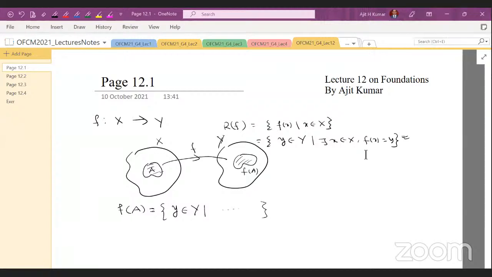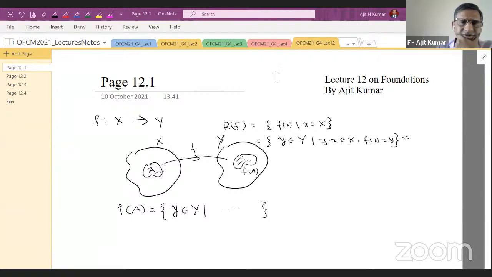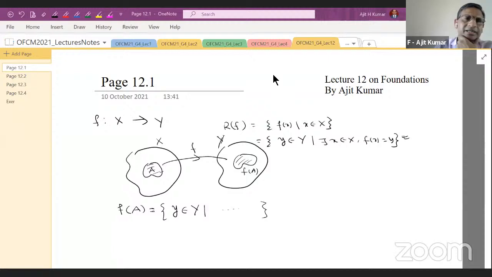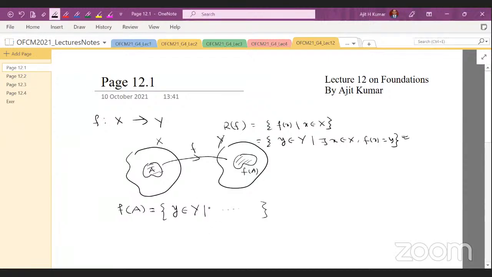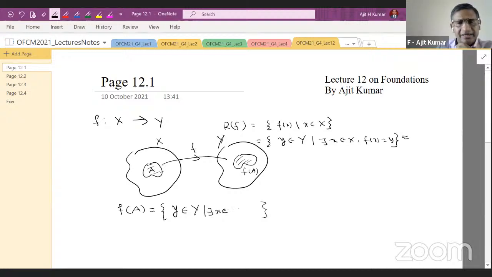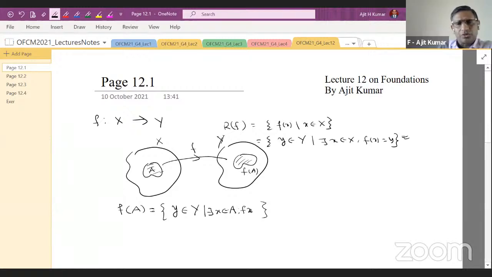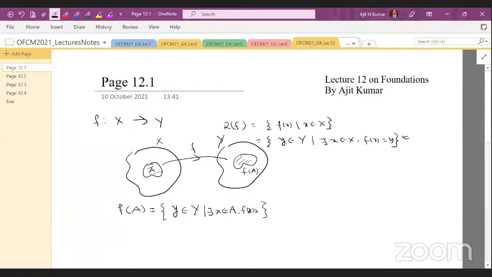Pratichi, can you tell me how will you define it? There exists x in A such that f of x is equal to y. So what should I write now? There exists x in A such that f of x is equal to y. That's correct.